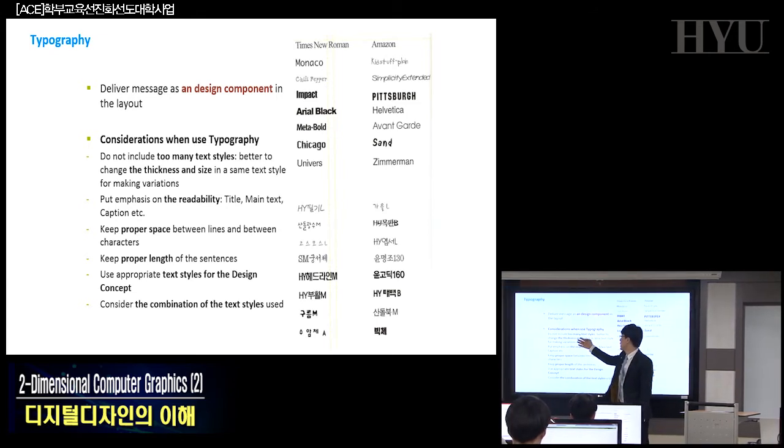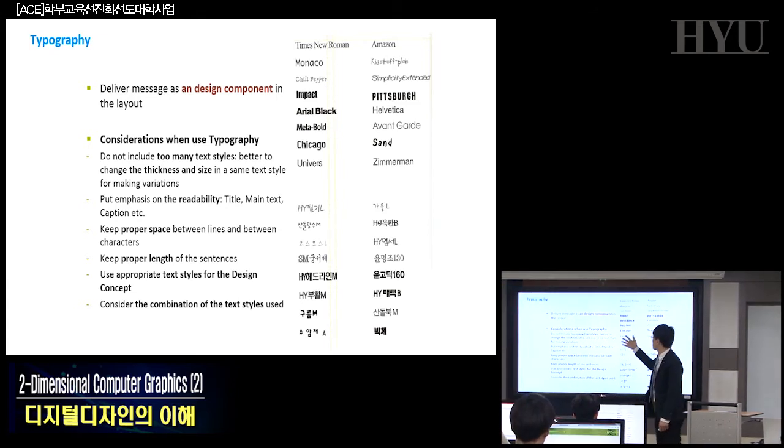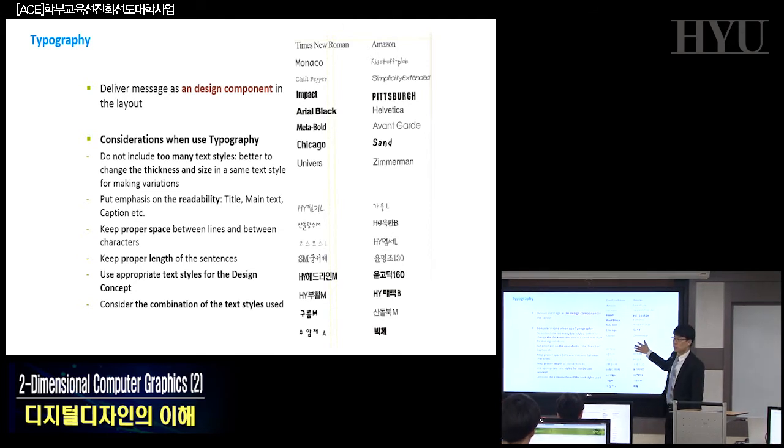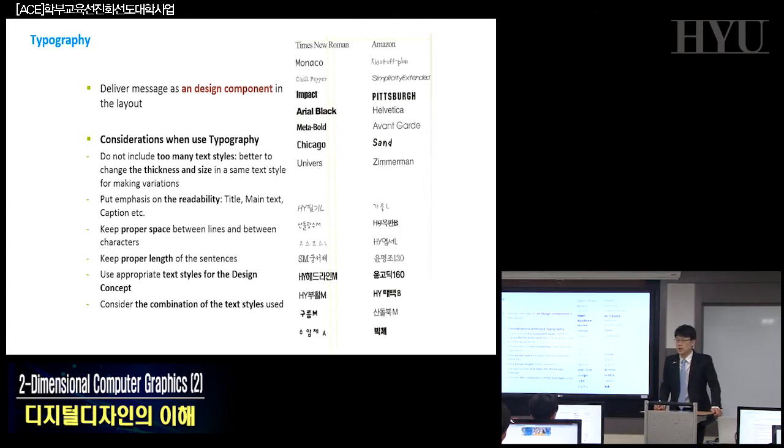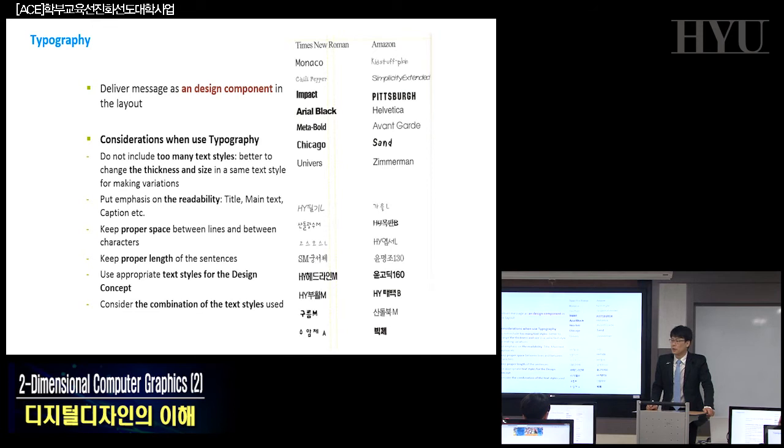Do not include too many text styles. In other words, too many different fonts. If you write down your component, your text, your deliverable, your design panel using too many fonts, different styles of text, that's going to look very noisy or kind of a mess. Consistency is another issue when you use this kind of typography. Put emphasis on readability.